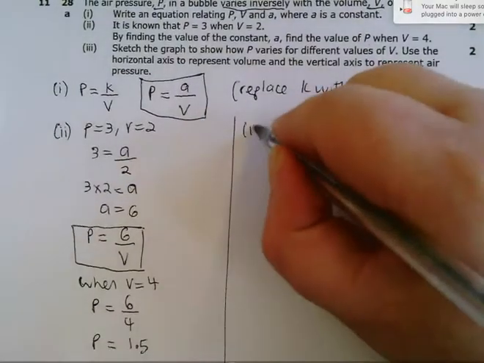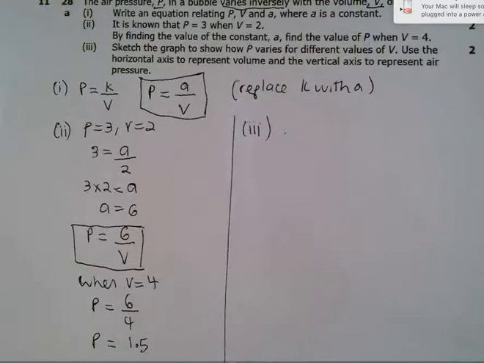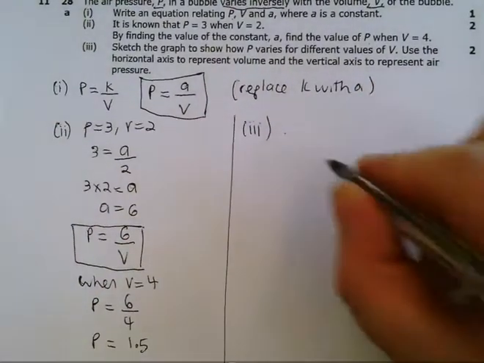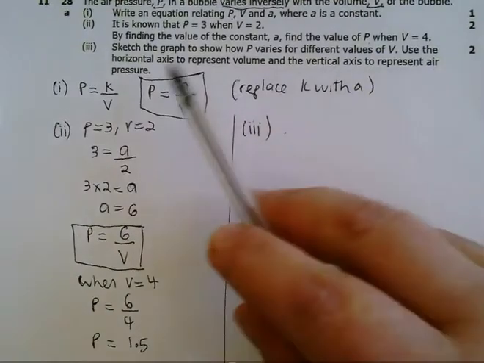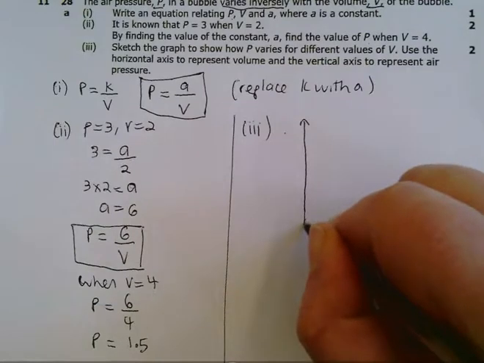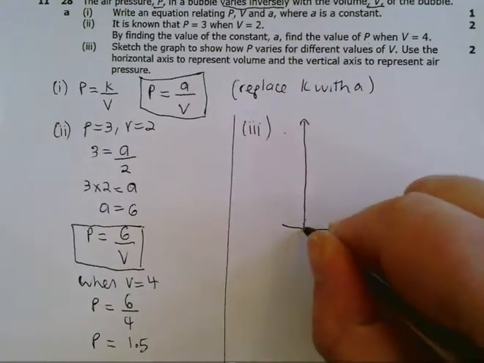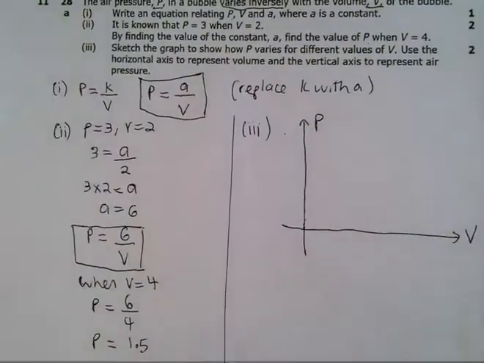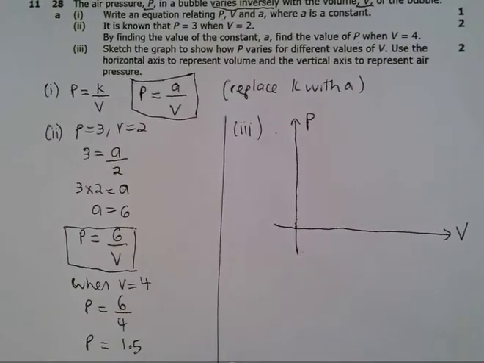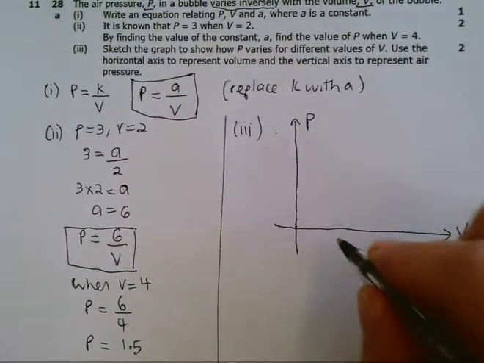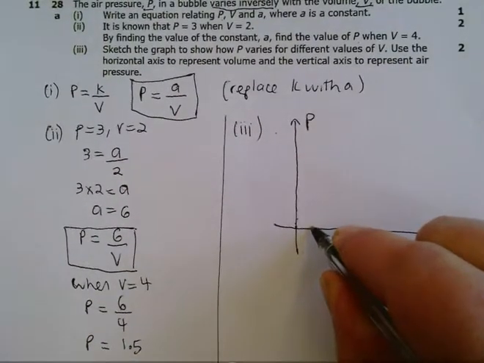Now, for part 3, it says to sketch the graph to show how P varies for different values of V. And it says use the horizontal axis to represent the volume and the vertical axis to represent the pressure. So vertical axis is the pressure P and the horizontal axis is V, the volume. Now we already have some values here. We know that P equals 3 when V is 2. So I'm just going to put some values here.